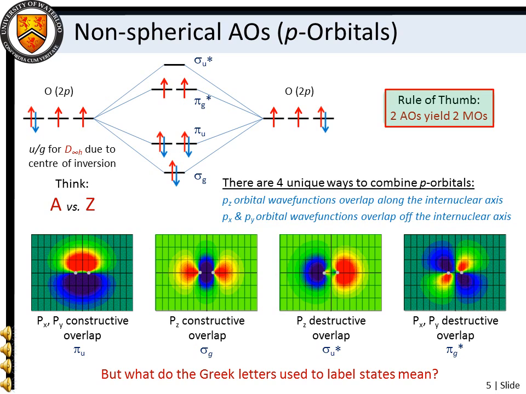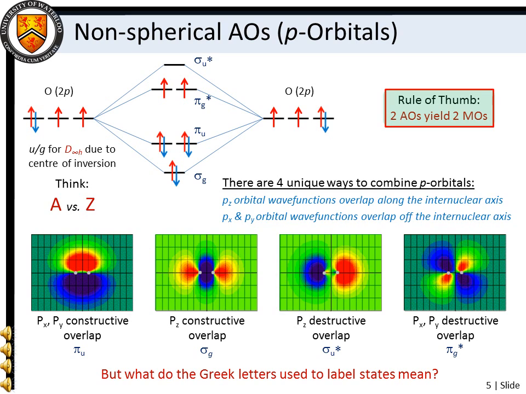Note that antibonding MOs are designated with an asterisk. The MOs formed from the overlap of pz atomic orbitals are given the label Greek letter sigma, while the MOs formed from the px and py atomic orbitals are labeled with the Greek letter pi. Also note that there are subscripts of g and u on the molecular orbital labels. These, like the Greek letters, are symmetry labels.